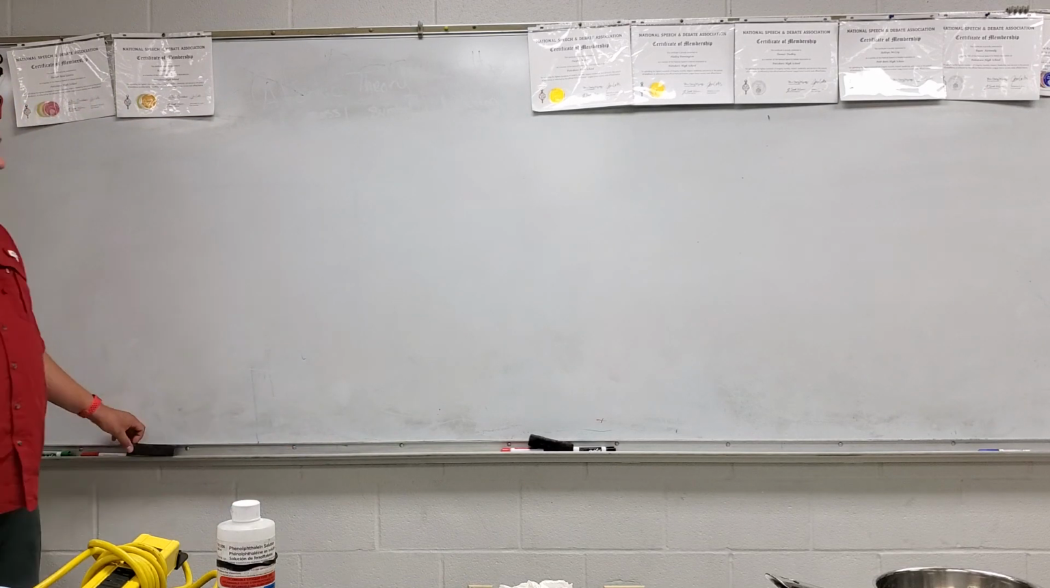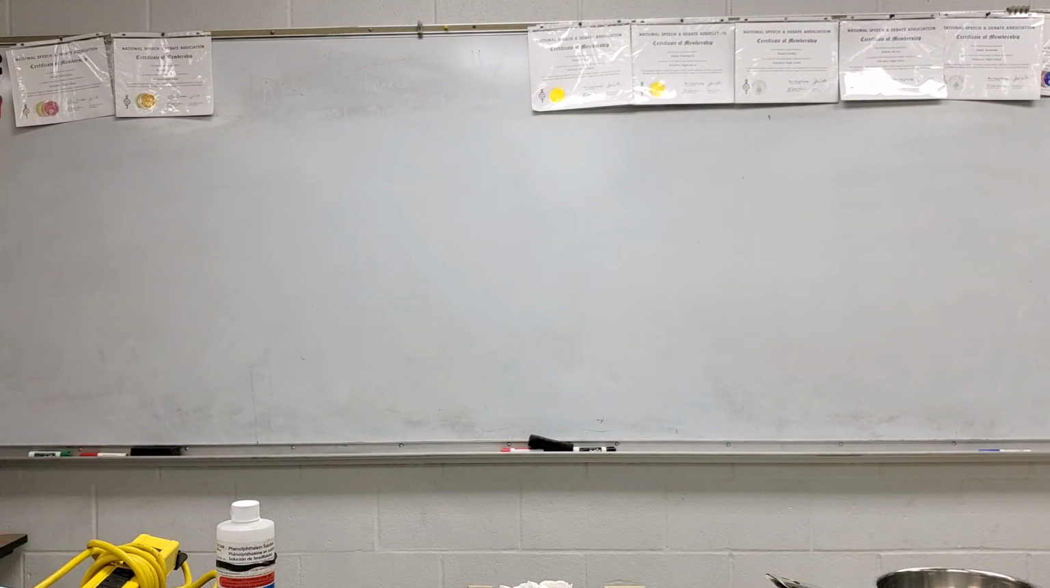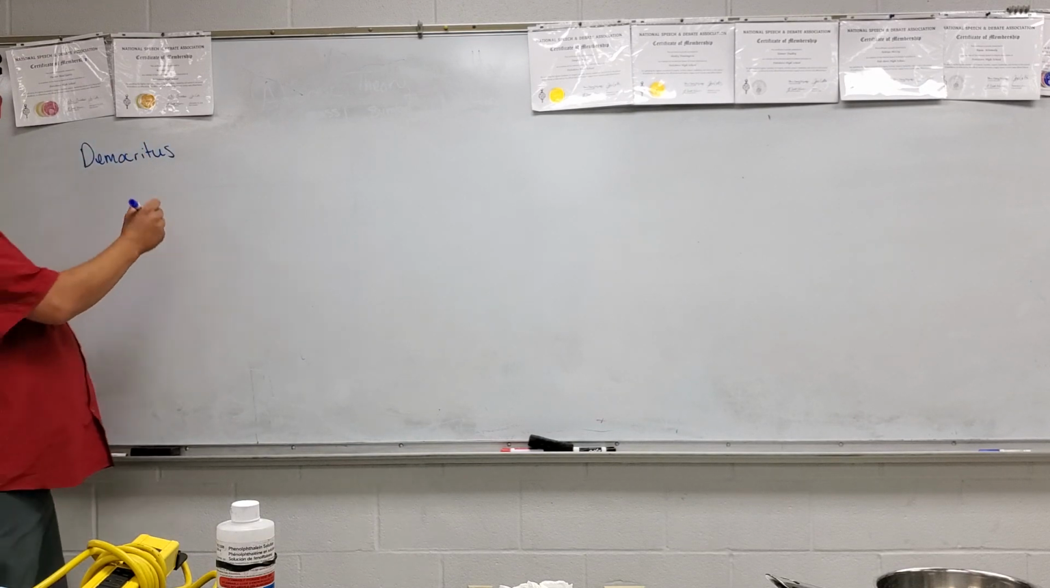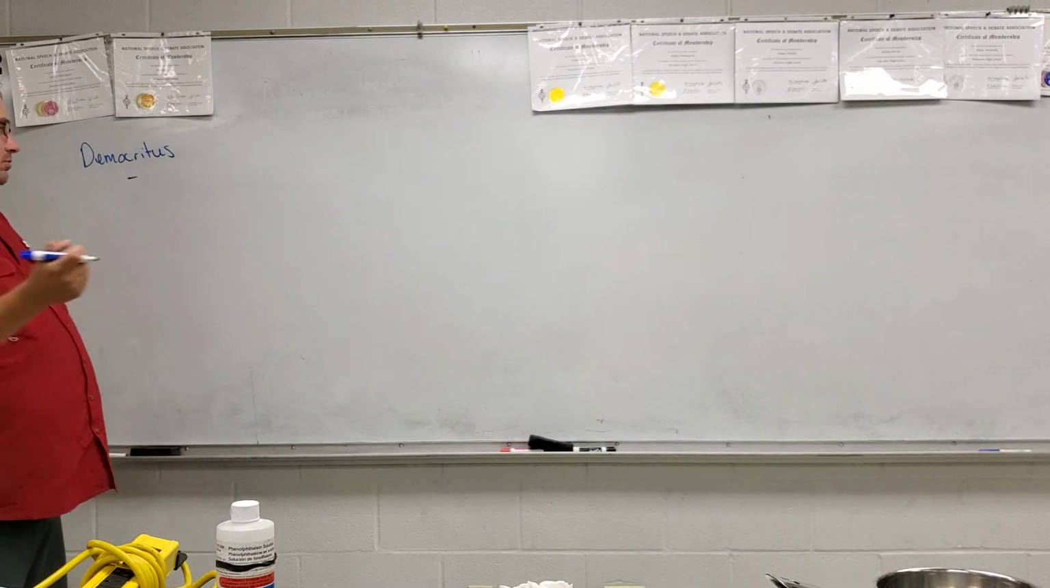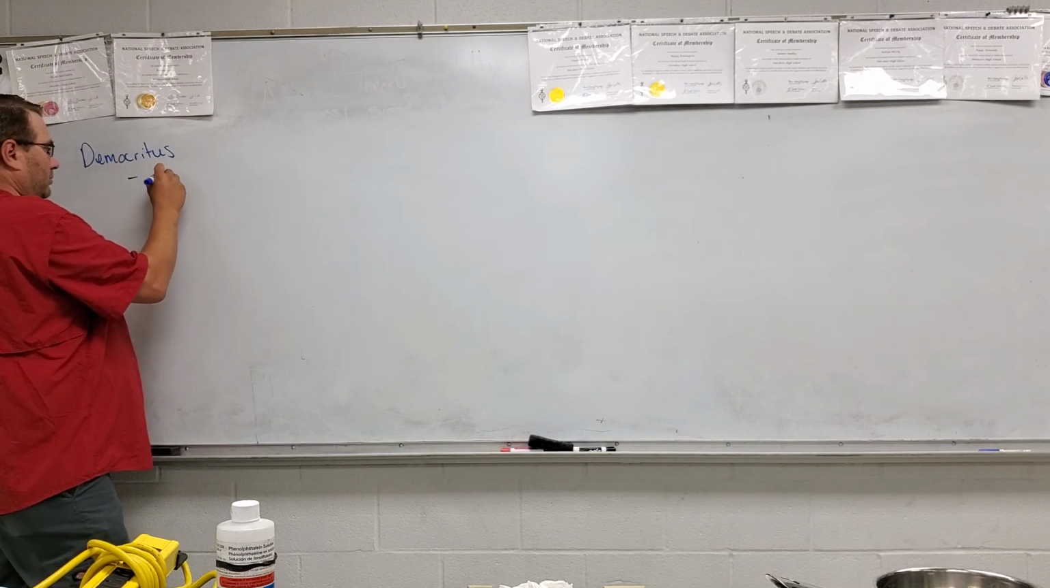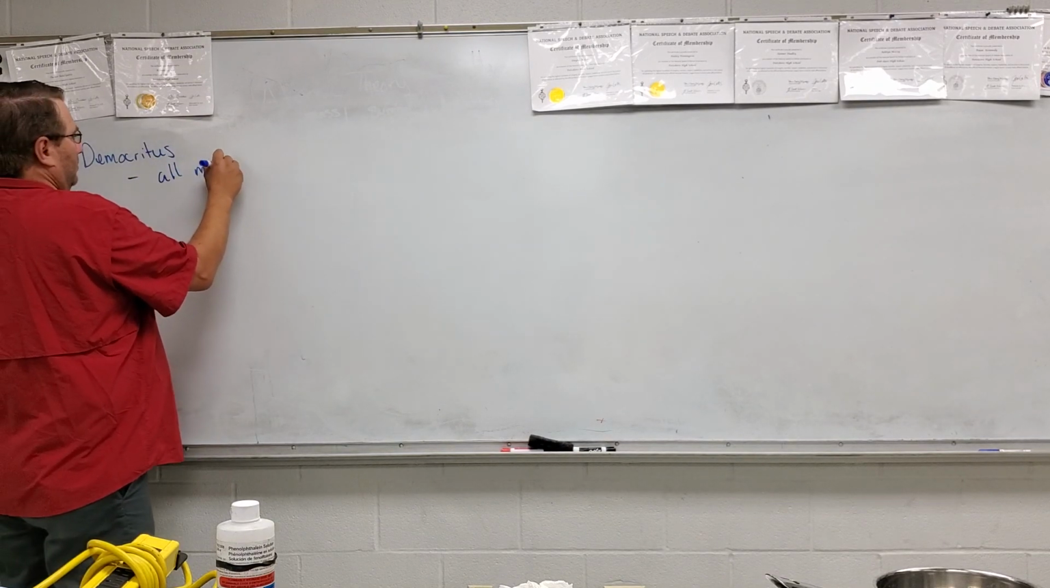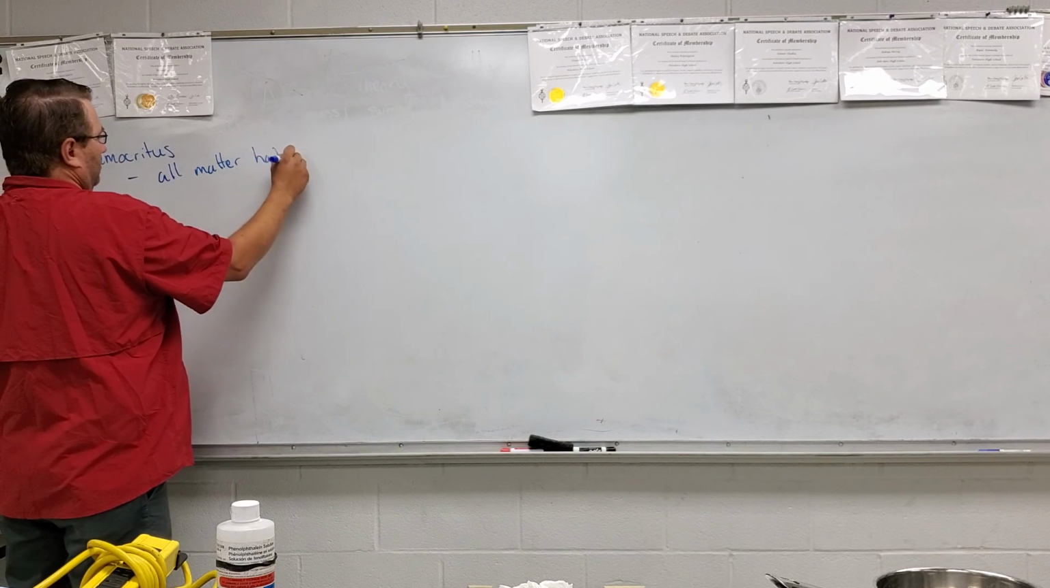So let's talk about how we got there, the history of the atomic theory. We've already talked a little bit about this because you did your presentations, correct? Who was the first guy? Democritus. Democritus was the main guy. He said that everything was made up of a smallest particle, in different shapes and sizes, also known as atoms, which means indivisible.